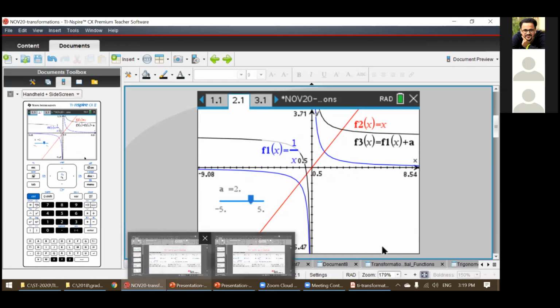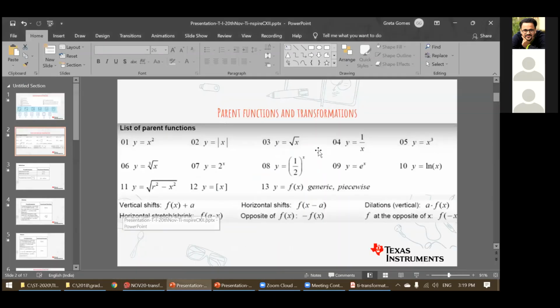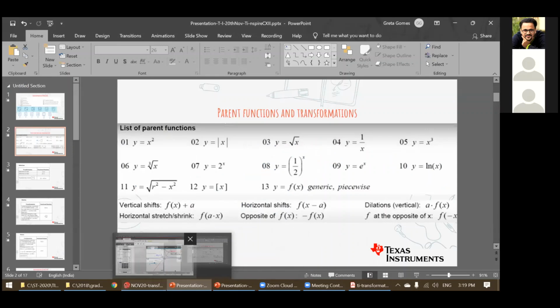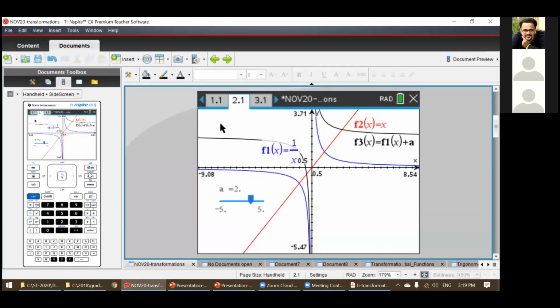Moving on, let's say we want to try the square root of x function, okay? Go ahead and let's try that out.